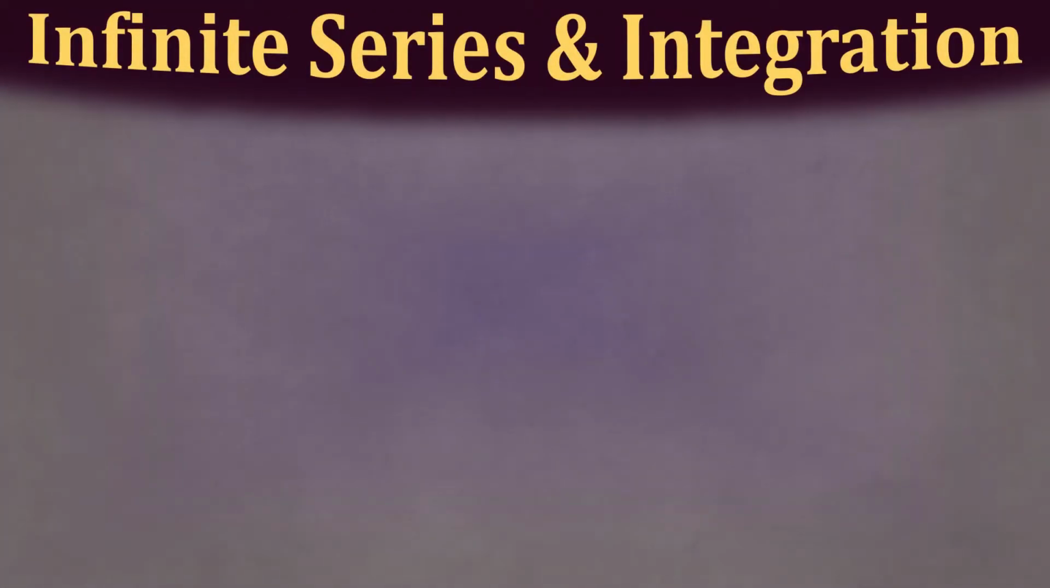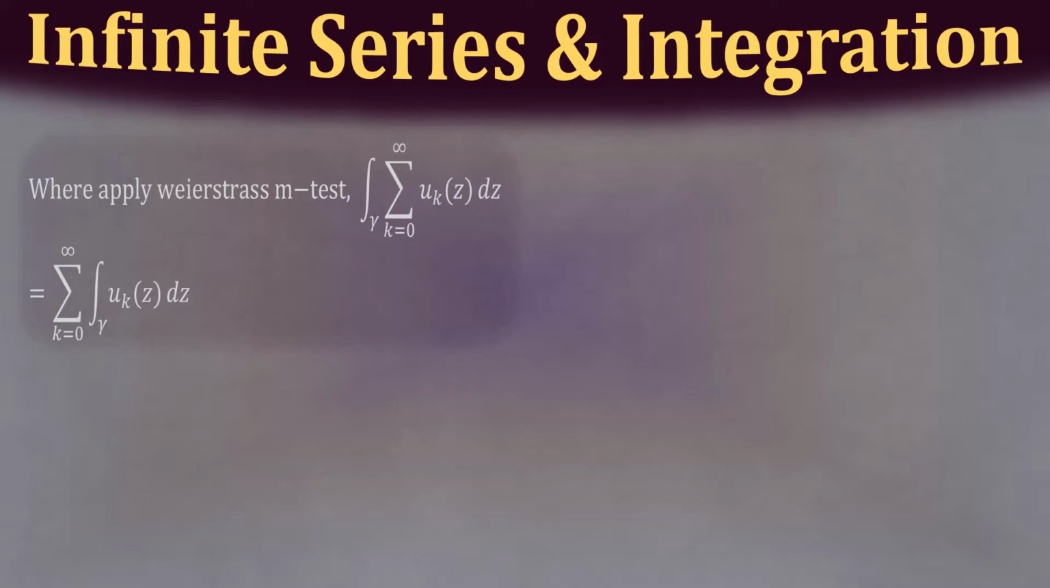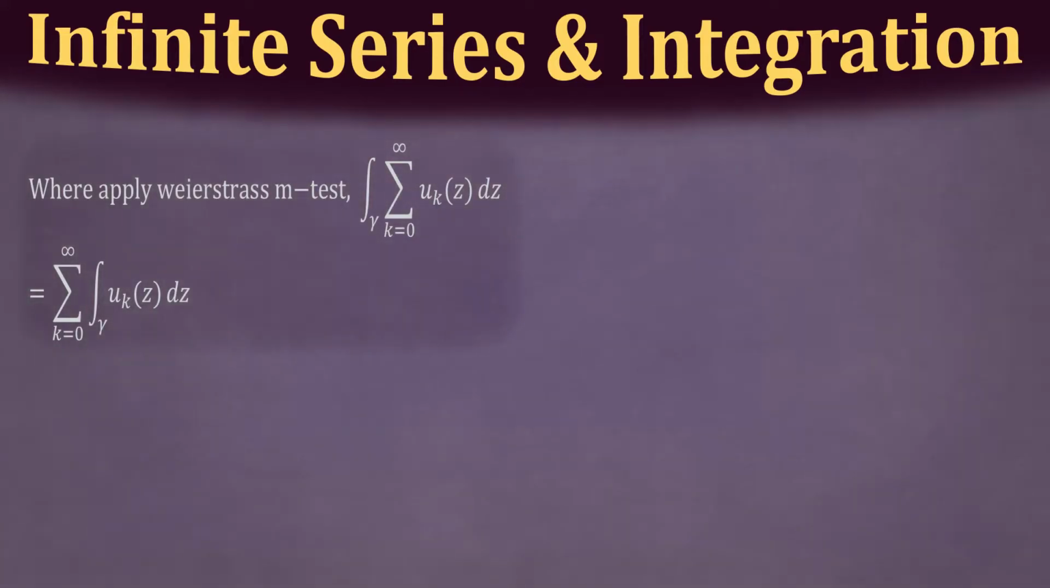Then let's discuss how infinite series and integration relate. Where we can apply the Weierstrass M-test, we can exchange the order of integrals and infinite series to get that the integral over γ of the sum from k = 0 to infinity of uk(z) dz is equal to the sum from k = 0 to infinity of the integral over γ of uk(z) dz.